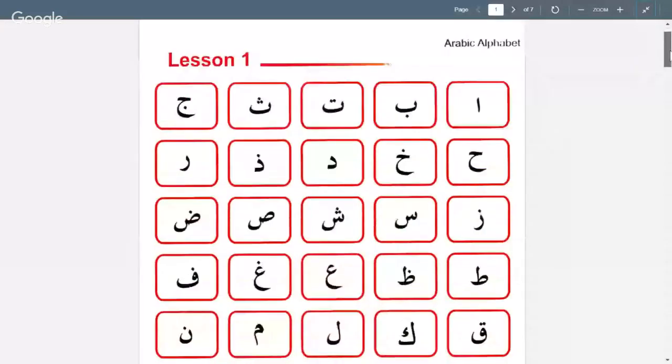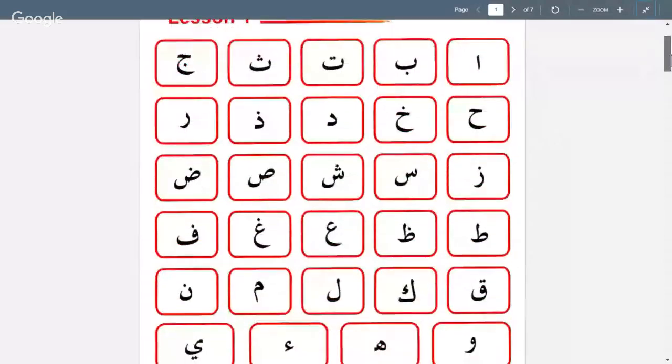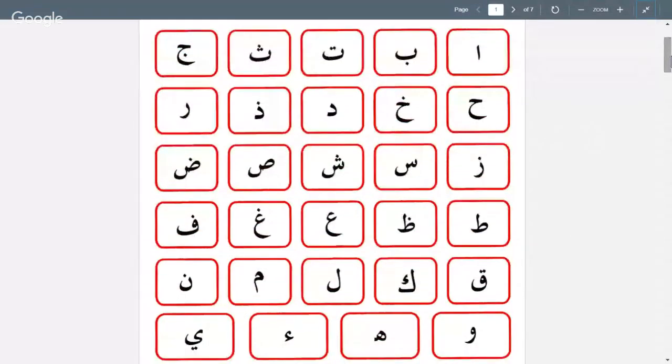Okay, so now we've got some lessons. Here we have the alphabet, but without the names. So I'm going to have you try and tell me what they are. I'm going to point to it and just tell me what it is.